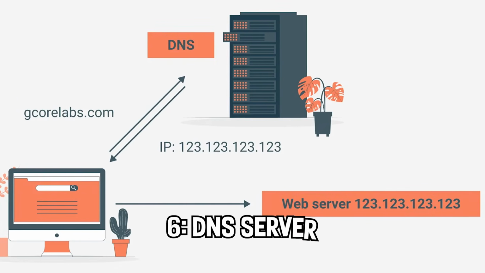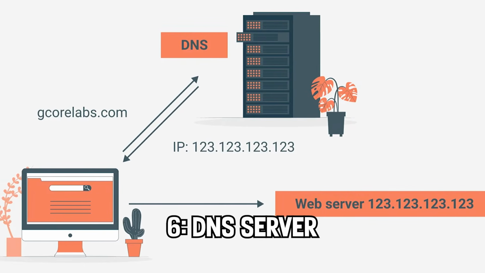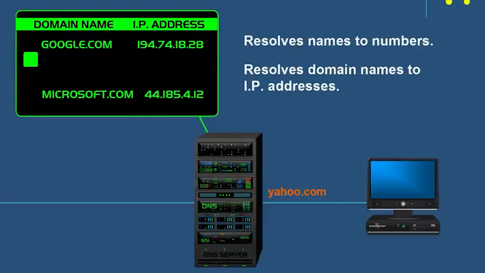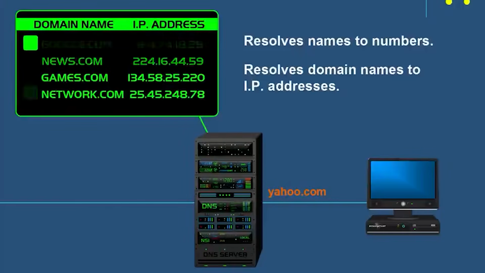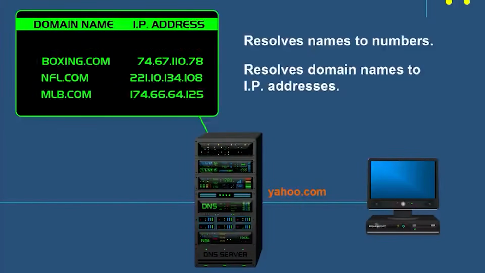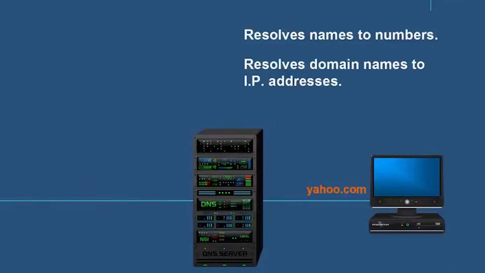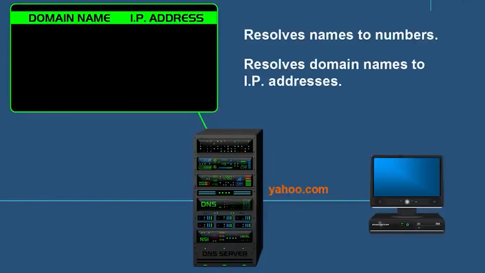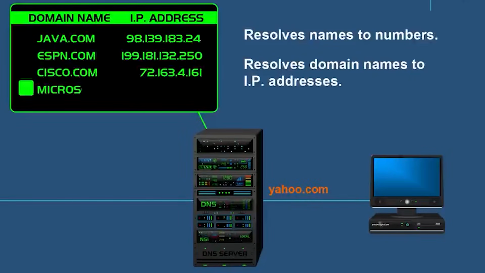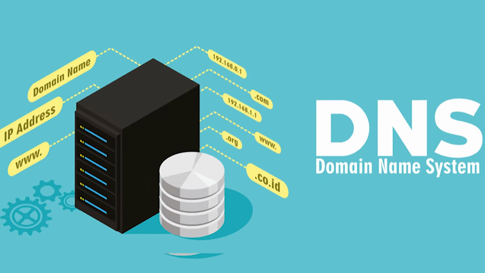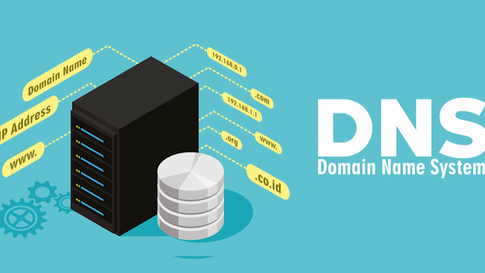6. DNS Server. One of the most important and least understood servers on the internet is the DNS Server. DNS stands for Domain Name System, and it's basically the internet's address book. When you type a website name like netflix.com into your browser, your device doesn't understand names, it understands numbers, called IP addresses. A DNS server translates that name into the right number so your device knows where to connect.